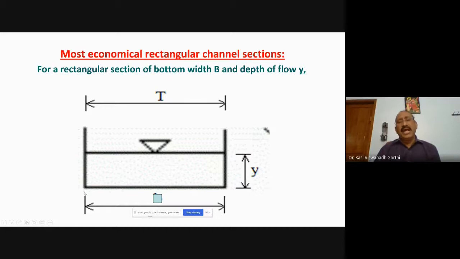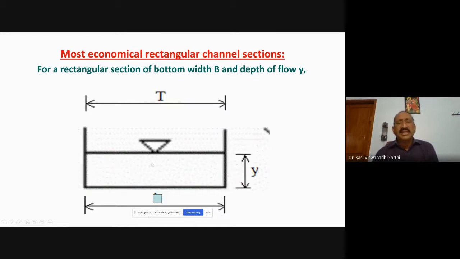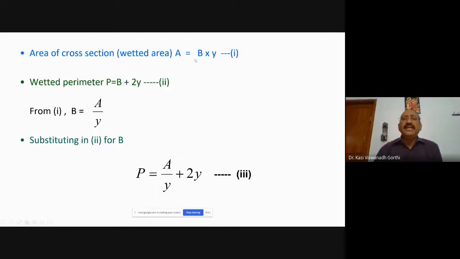So this is the arbitrary shape of a rectangular channel section, bed width B, depth of flow Y, top width T. For a rectangular section, both bed width and top width are the same, B is equal to T, and the depth of flow is Y. How do you compute the wetted area for the rectangular channel section? It is simply the cross sectional area of the flow section. Bed width B and depth of flow Y, so B into Y or T into Y. B is equal to T in this case. So B into Y is the wetted area.